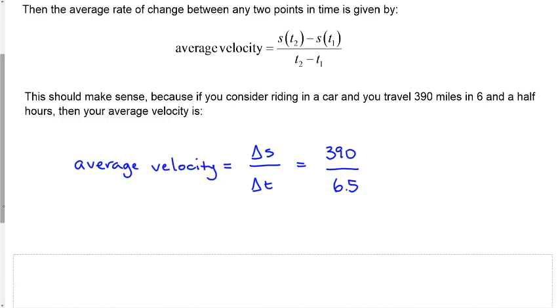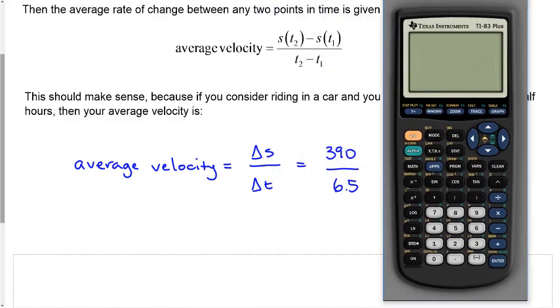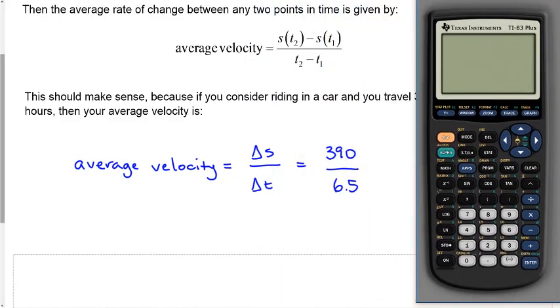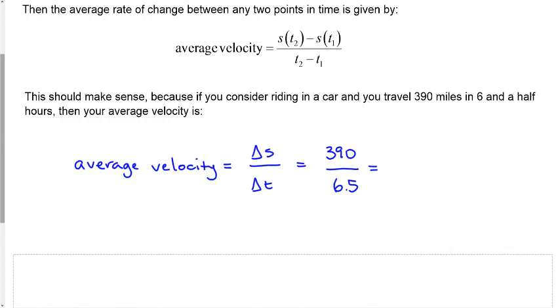That's okay mathematically. If I put this into the calculator, then we can get that average velocity. So 390 divided by 6.5, that means we went an average of 60 miles per hour. So each hour that passed, we covered about 60 miles. You could have gone 61 the first, 59 the last, doesn't matter. Average velocity was 60 miles per hour.